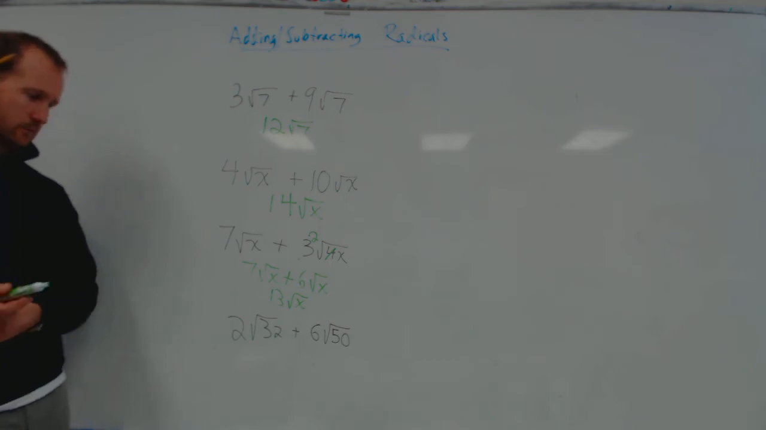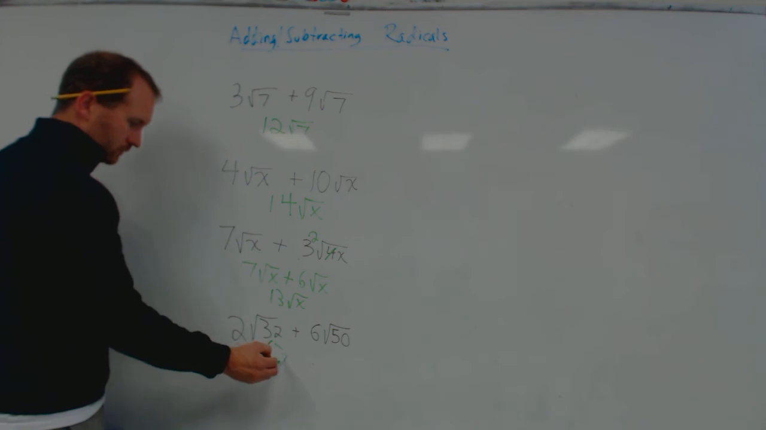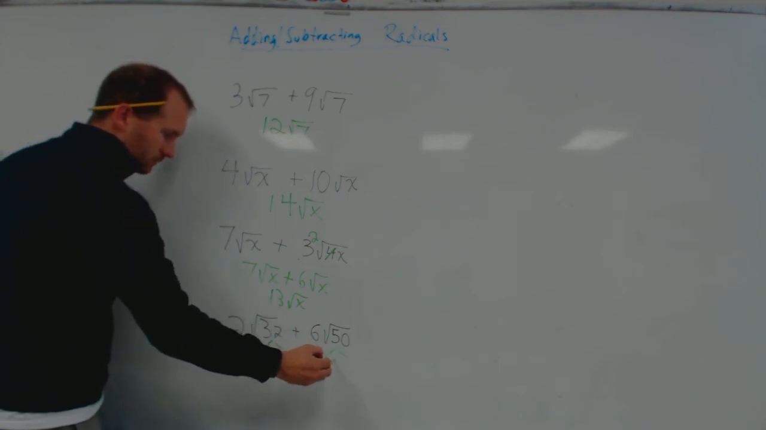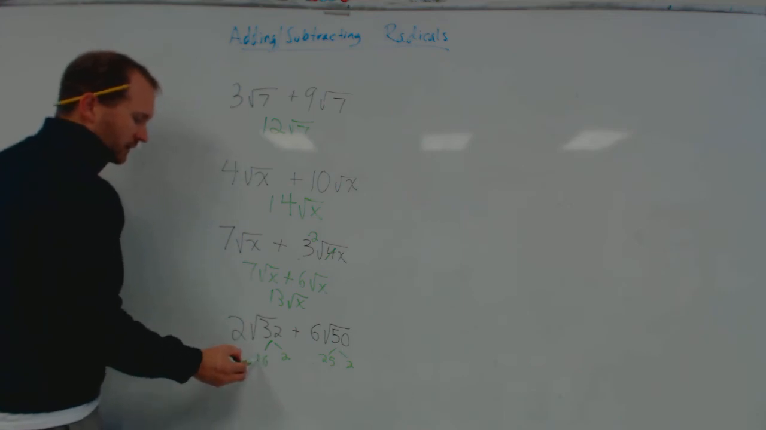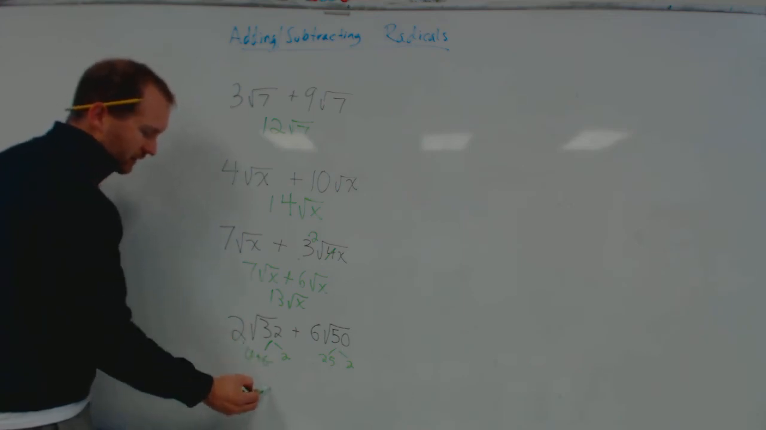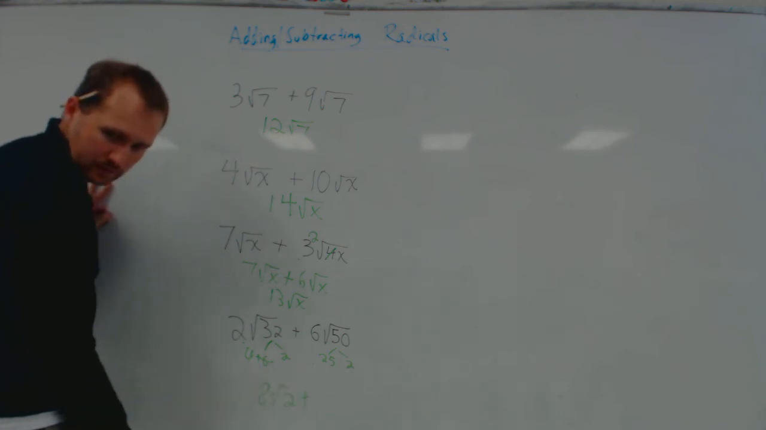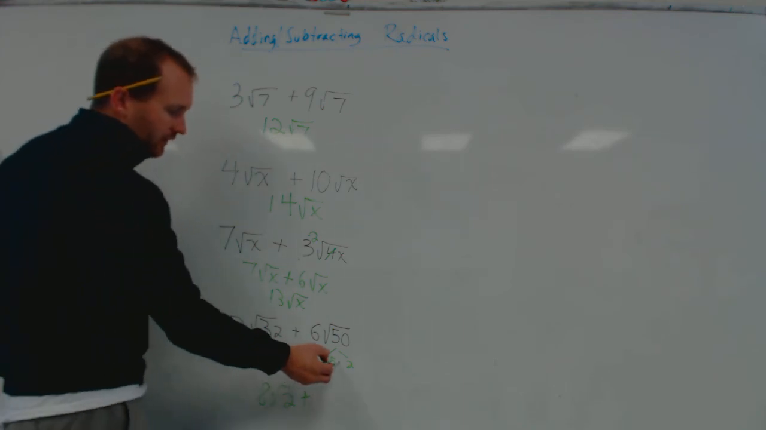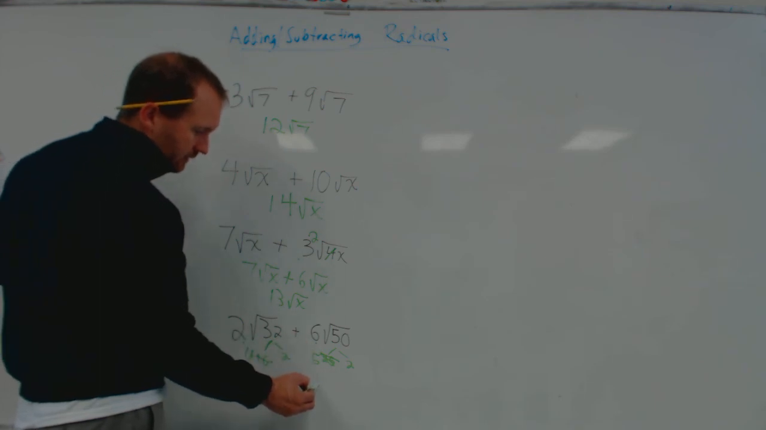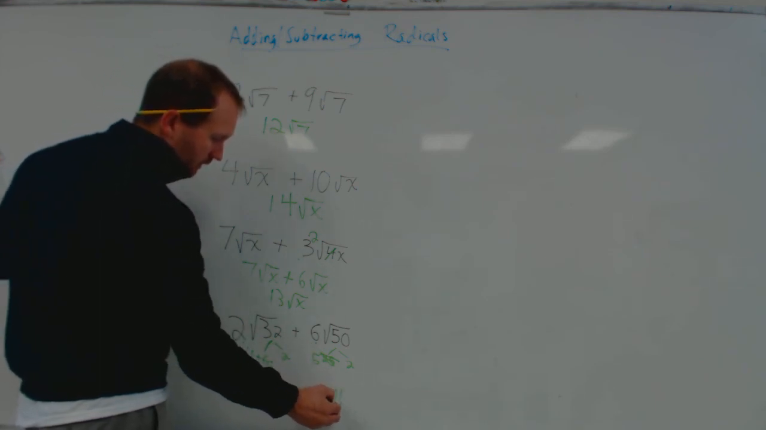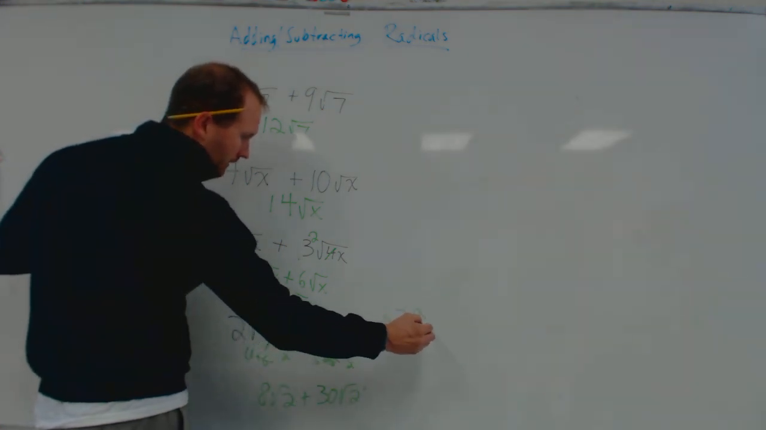You can simplify the 2 into 16 and 2, and then the other one into 25 and 2. So the first one would be 8 times the square root of 2. 16 comes out as a 4, right? 2 times 4 is 8 square roots of 2 plus 30 square roots of 2. The square root of 25 is 5. 6 times 5 is 30 square roots of 2. So then that would equal 38.